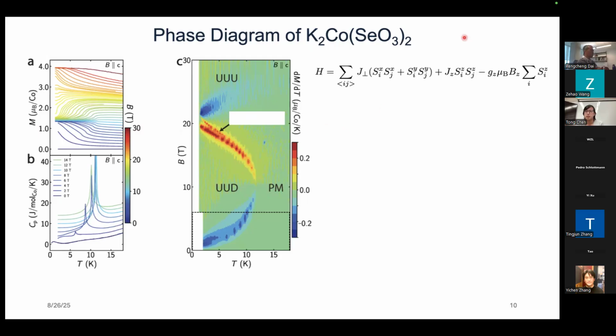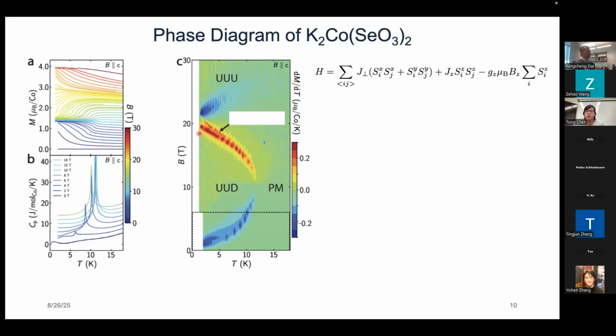Tong, I have a question. Yes. Why do you expect that from the up-up-down to the all-up phase, you see the splitting in the magnetic field at base temperature before it goes to the all-up phase? So you're asking why we have this splitting? That's a good question.